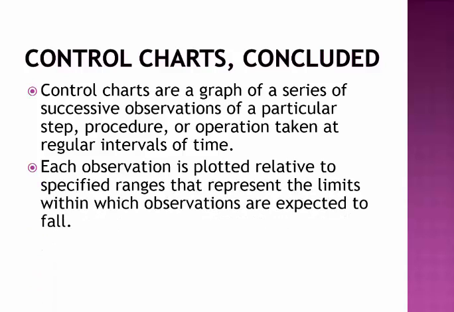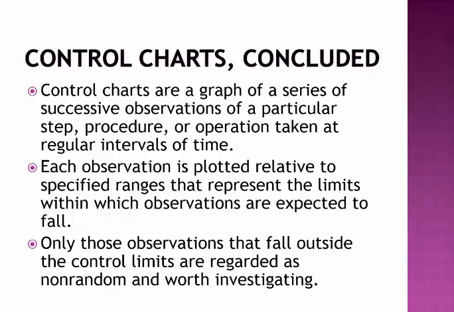Each observation is plotted relative to the specified ranges. Like I mentioned, we have the upper control limit and the lower control limit, something that has been designed and agreed to in advance: what is that allowable range between the upper limit and the lower limit, and that's what we're going to be looking for. We want our process to be within those two limits, or within that range, which we'll talk about in a moment with Six Sigma, but only those observations that fall outside the control limits are regarded as non-random and worth investigating.